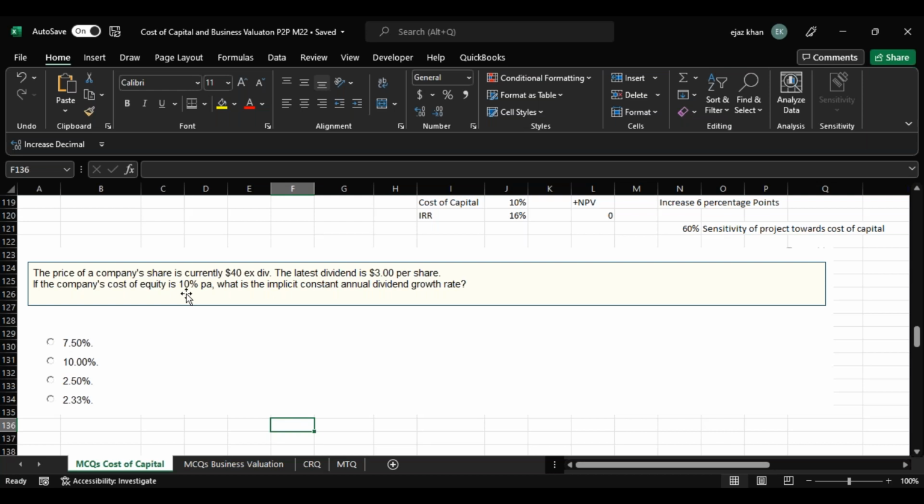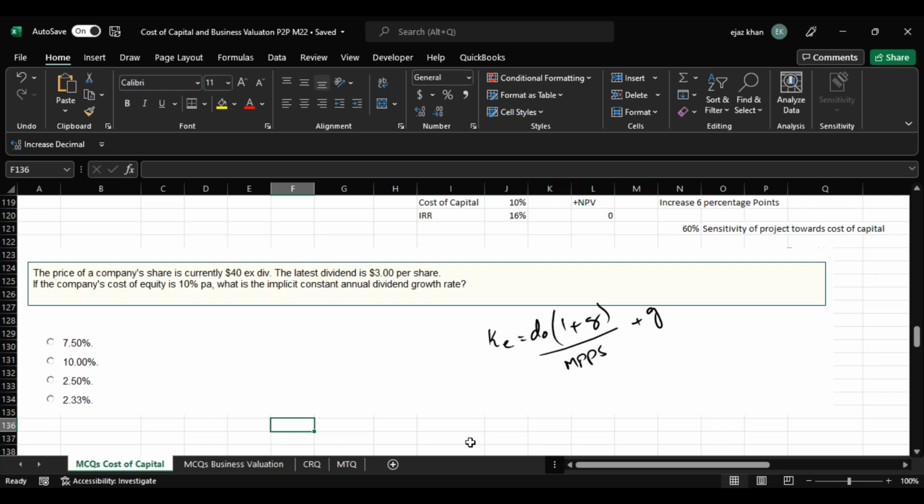So let us first write the formula of the dividend growth model. If we talk about KE, it's going to be KE is equal to D naught, that's the latest or current dividend, into 1 plus growth, which is required, divided by the market price per share, and it should always be ex-div, which is already ex-div. So market price per share plus growth. Now we need to find out the growth, right? So how do we do that?